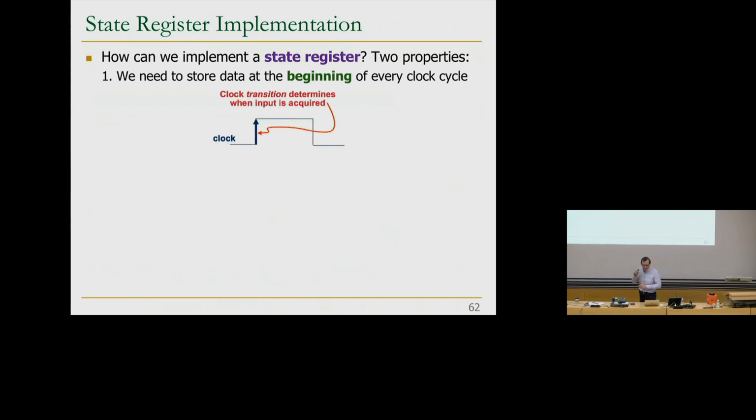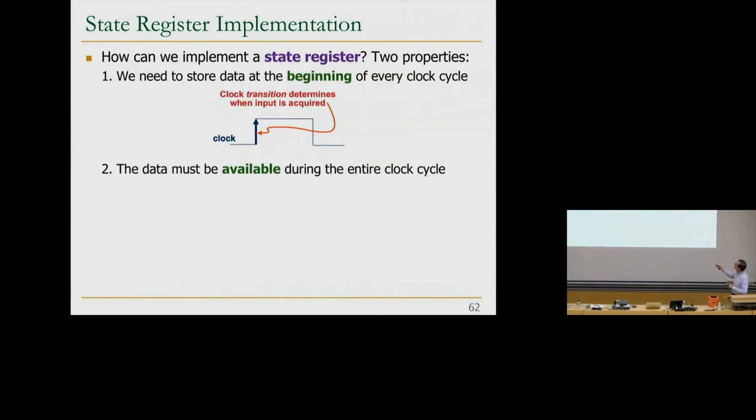One is we need to store the data at the beginning of every clock cycle. This clock transition determines when the input is acquired, and we want that data to be available for the entire clock cycle. So let's take a look at that.